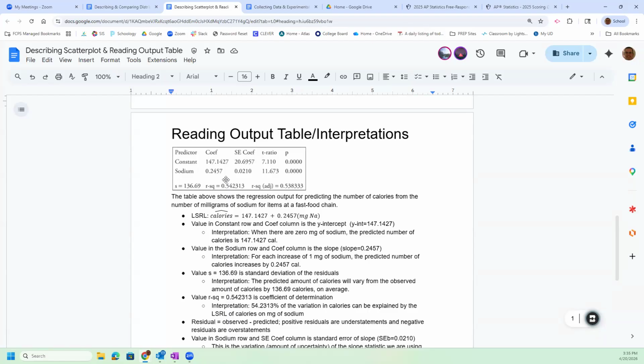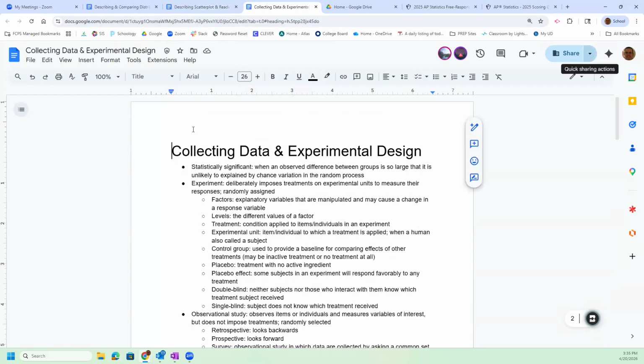Our next review is going to be on Sunday from 5 to 6, and I talk about that a little bit. Okay, so those were the two that we talked about last week. What I want to talk about this week is the idea of collecting data in experimental design. So this is what we're going to talk about today.